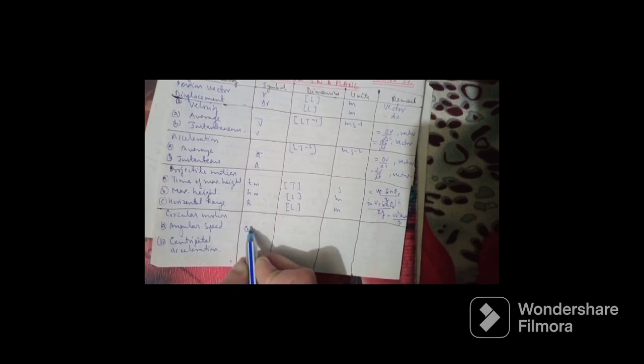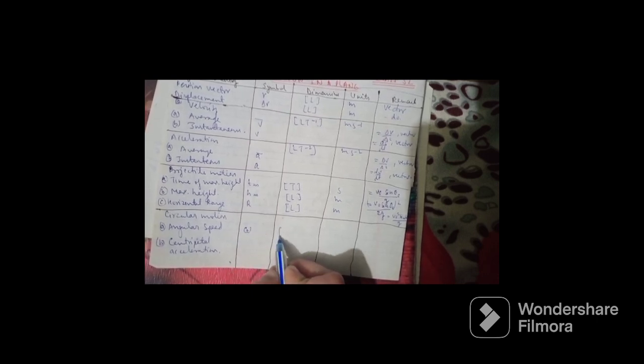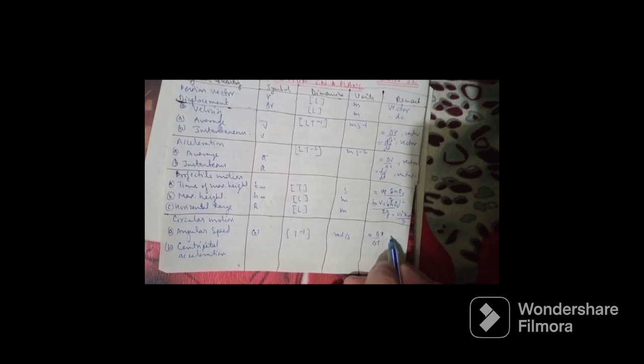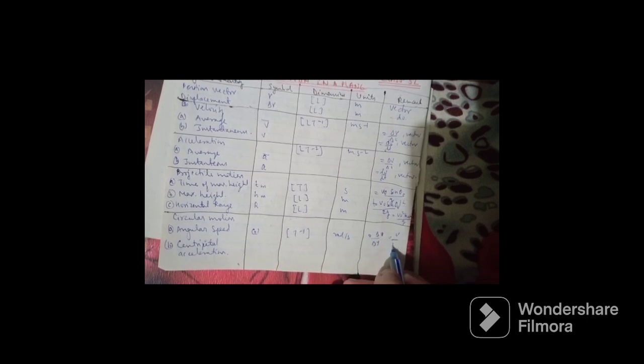For circular motion, angular speed is omega, the dimension is T inverse, the unit is radian per second, and it equals d theta by dt, which equals v by r.